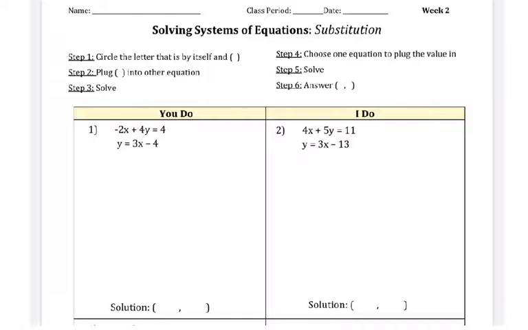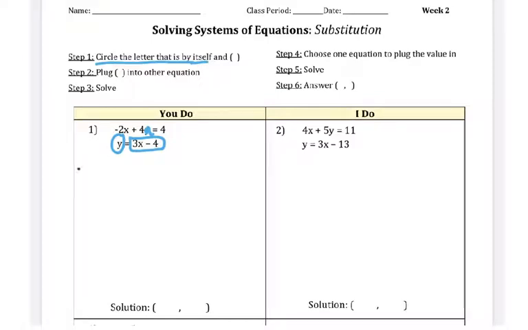So what substitution method means is that there is going to be a letter that's by itself. So I'm going to circle the letter that's by itself. So it says that y is 3x minus 4. I'm going to use a box instead of using parentheses. So what I know is that y is 3x minus 4. So instead of the y in this equation, I can replace it with what I know that y is.